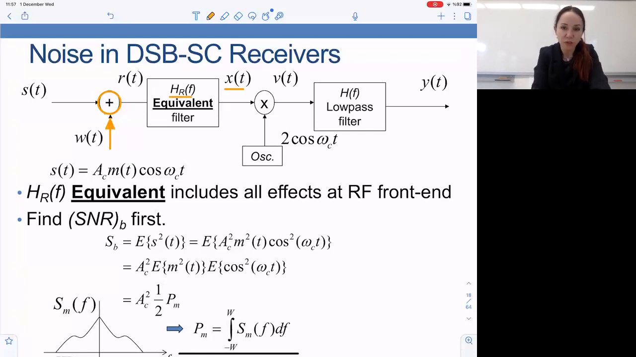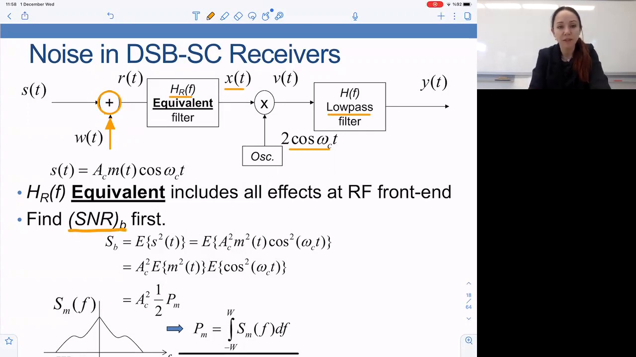And as you know, the receiver structure is basically a mixer followed by low-pass filtering. Of course, you can implement this through various sophisticated mechanisms like a Costas loop, etc. But at the end of the day, it breaks down into generating the carrier and mixing it with the incoming signal and low-pass filtering it. Okay, so let's first compute the baseband SNR.